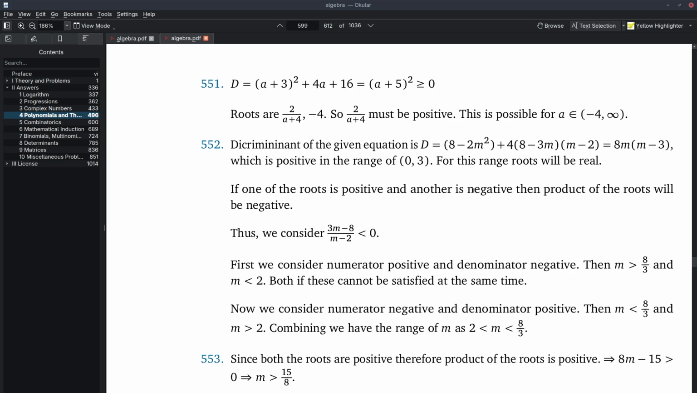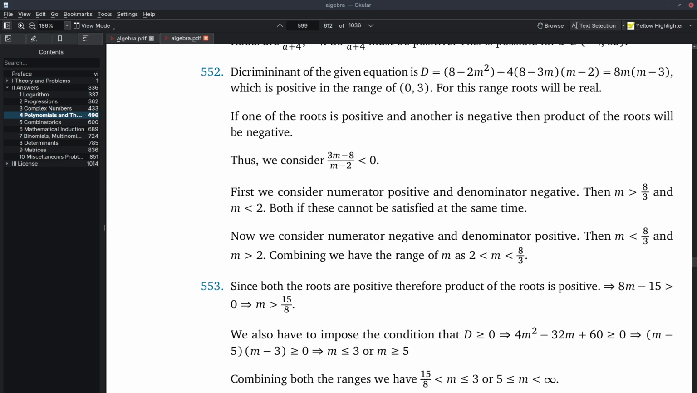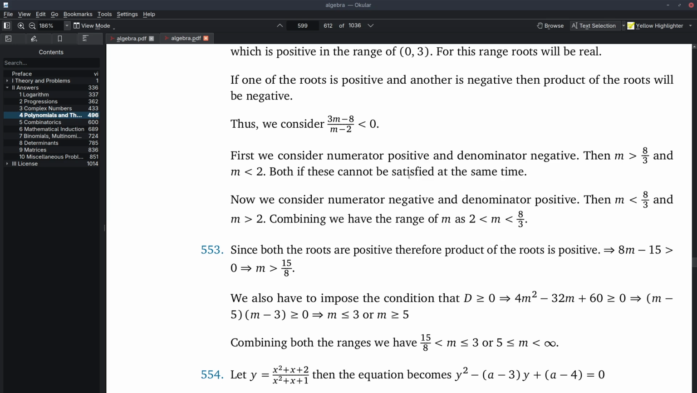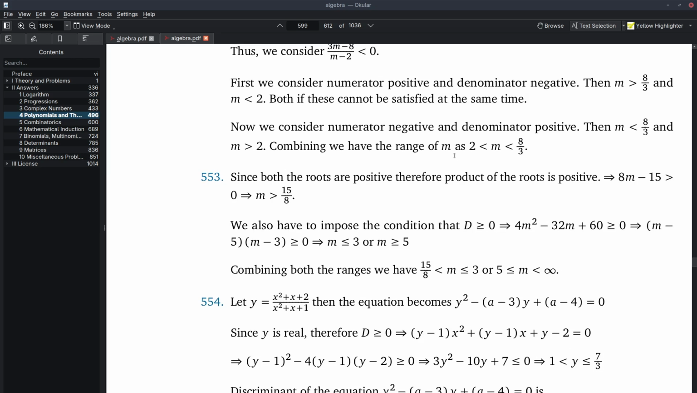And if one root is positive, another is negative, the product of roots will be negative. That means (3m minus 8) by (m minus 2) less than 0. So first we consider that numerator is positive and denominator is negative. So we get m greater than 8 by 3 and m less than 2. But both cannot be satisfied at the same time. Now we consider numerator negative and denominator positive. We get m less than 8 by 3 and m greater than 2. Combining, we have the range of m as 2 less than m less than 8 by 3.